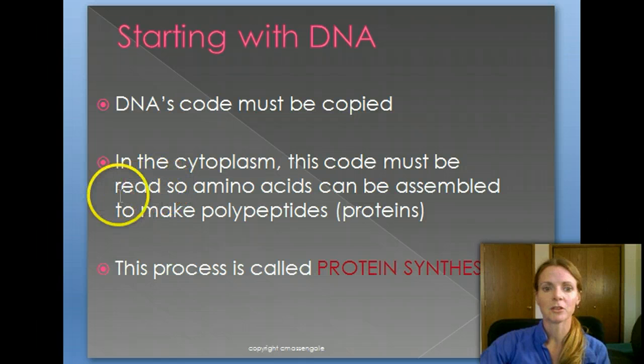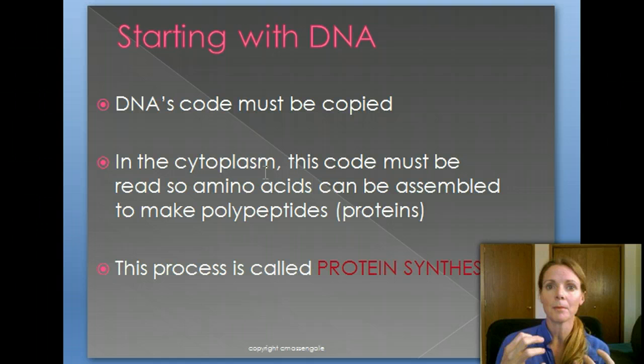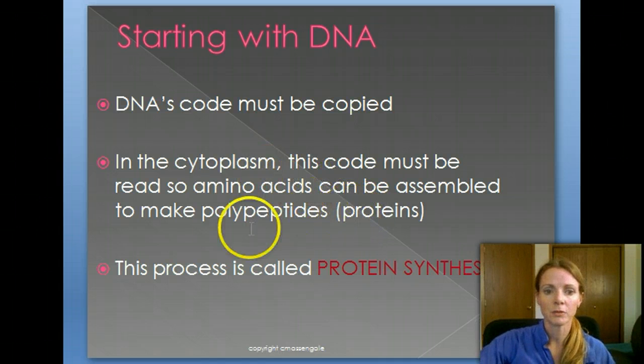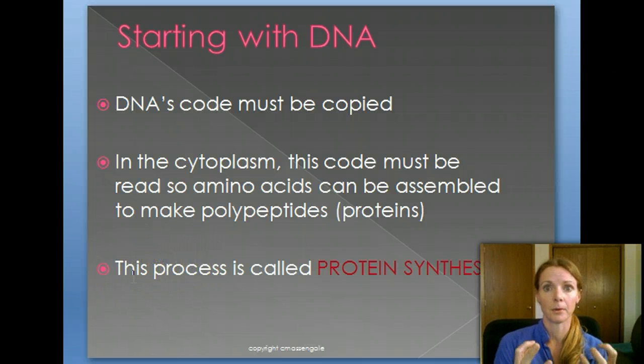In the cytoplasm, this code must be read so amino acids can be assembled to make polypeptides, and so those are the proteins. So again, key thing is the cytoplasm. That is where this is occurring, not in the nucleus. So once the DNA is copied, then you have this taking place outside in the cytoplasm, all that goopy gel, and that's where you're going to actually make the proteins. This process is called protein synthesis. Synthesis is building something up, putting something together. We're going to synthesize proteins, okay?